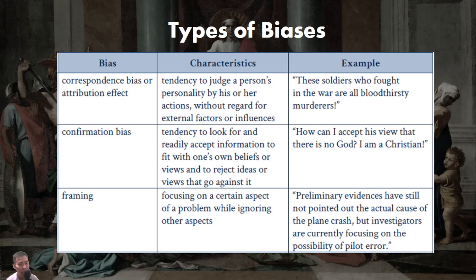So those are examples of correspondence bias. Let's have confirmation bias. It is the tendency to look for and readily accept information that fits one's own beliefs or views and to reject ideas or views that go against it. How can I accept his view that there is no God? I am a Christian. That is confirmation bias. Confirmation bias is based on your belief.